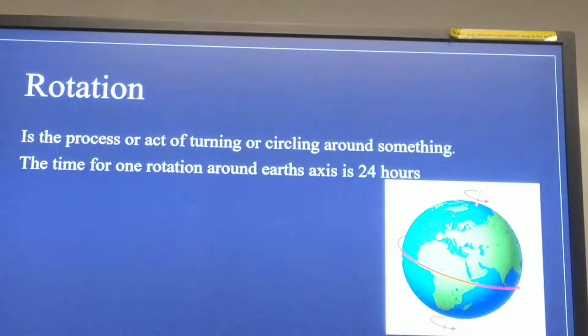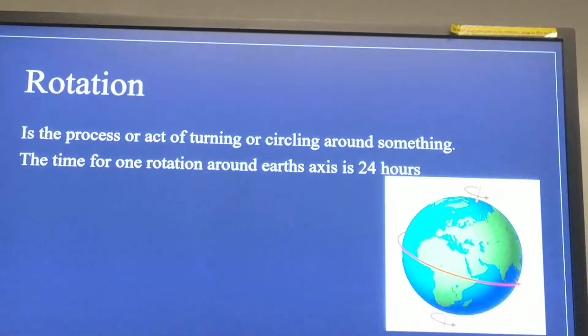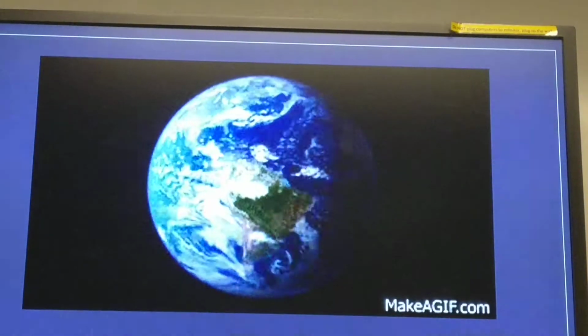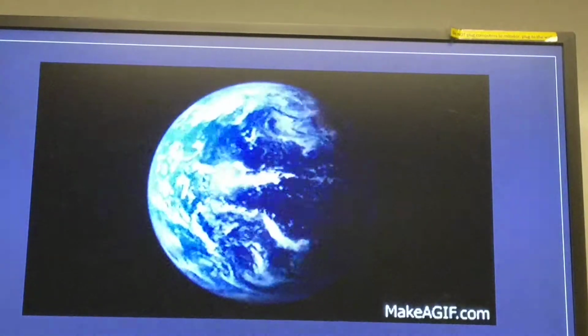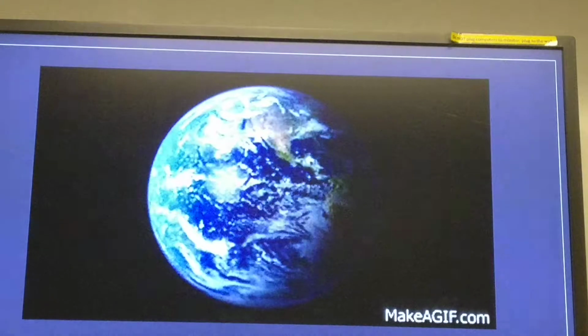I'm going to show you a quick GIF to show you how the rotation occurs. So this is rotation to give you a visual. Of course, rotation is when the Earth is turning around on its axis.